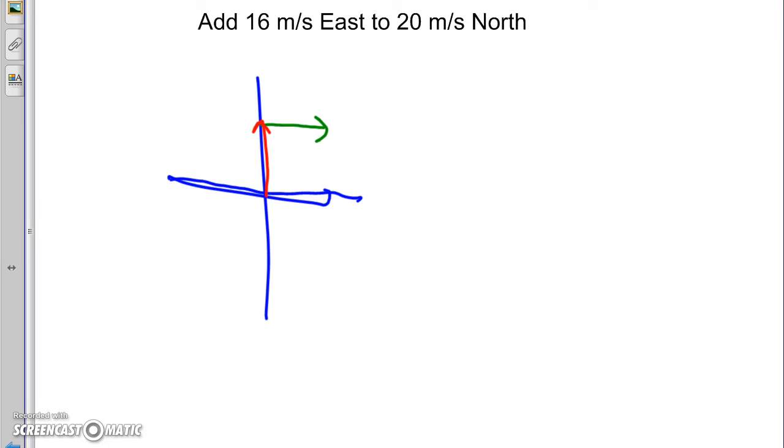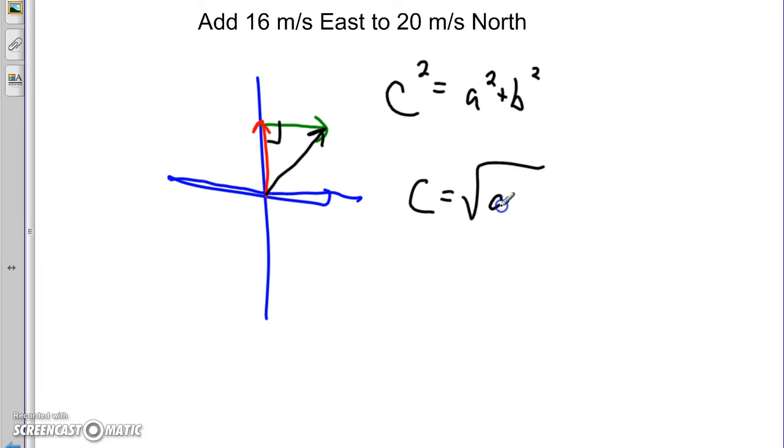So I'm just showing you this so you understand the picture. We want this side, and that's the Pythagorean theorem, because here's the right angle. So we're finding the hypotenuse. c squared equals a squared plus b squared. Or if you want to get c by itself, you take the square root. So c is going to be the square root of a squared plus b squared. There you go. So you can just solve it like that. Okay, so c is going to be the square root of 16 squared plus 20 squared.